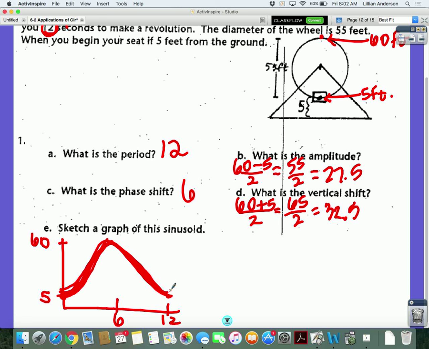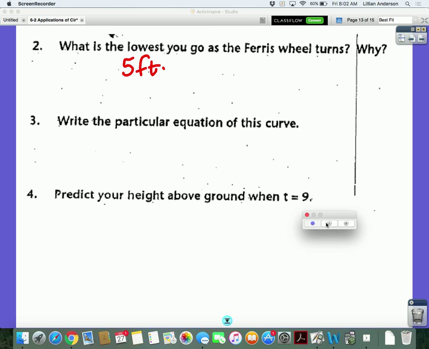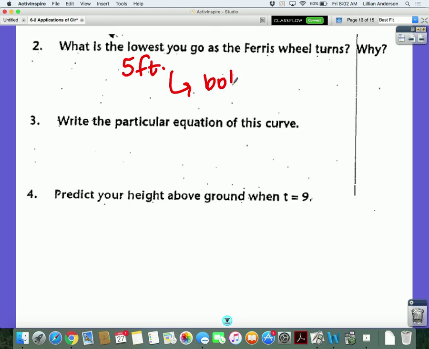Now we can use all this information to figure out what's the lowest the Ferris wheel can go. Well, clearly the lowest the Ferris wheel can go is 5 feet because of what reason? The reason why it's 5 feet is because that's where the bottom of the wheel is. And you can say a couple of other things that would make logical sense why that's the lowest.